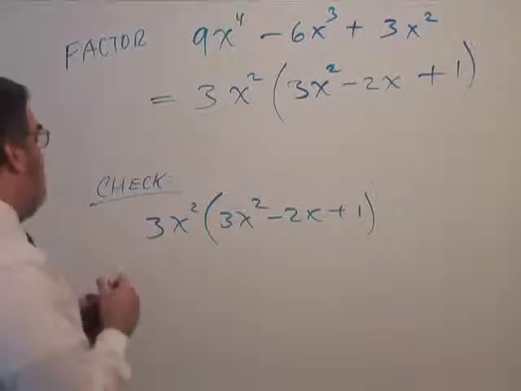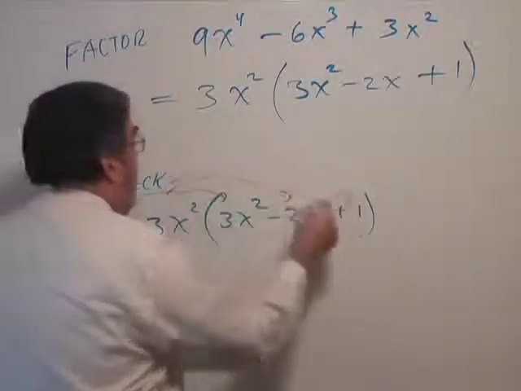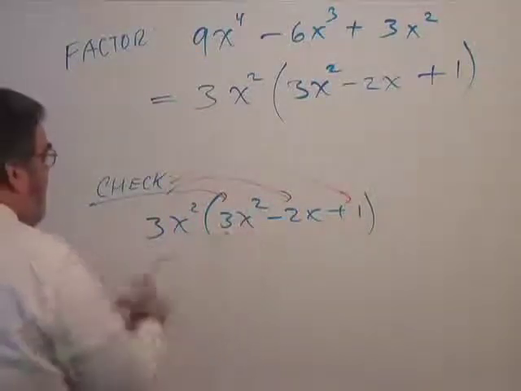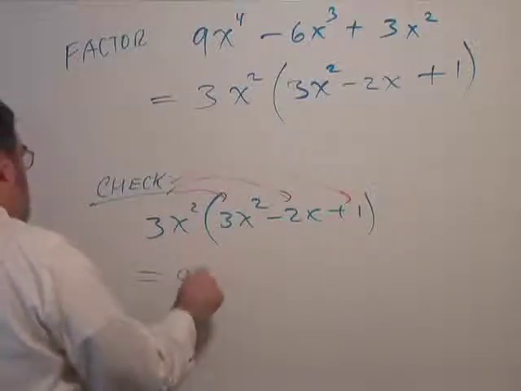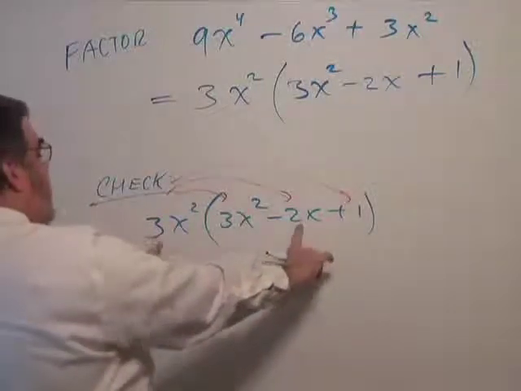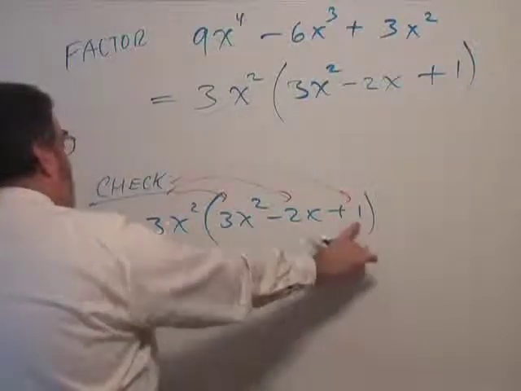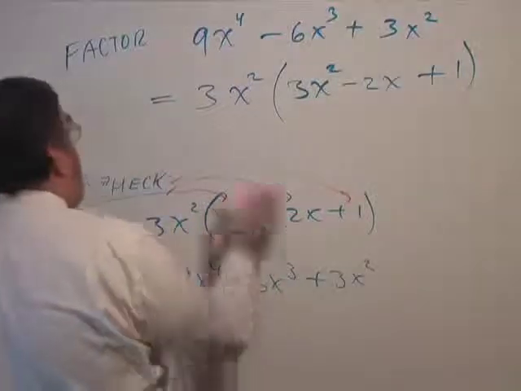So in checking it, I'm going to just multiply it back. I'm just going to redistribute. And so 3x squared times 3x squared is going to be 9x to the fourth. And then we have negative 6x cubed, and then plus 3x squared. And it exactly matched up here.